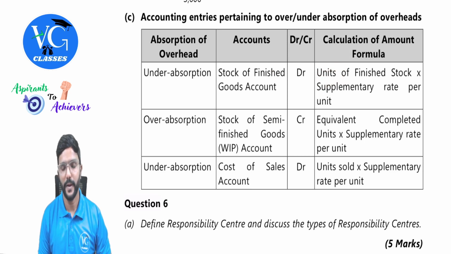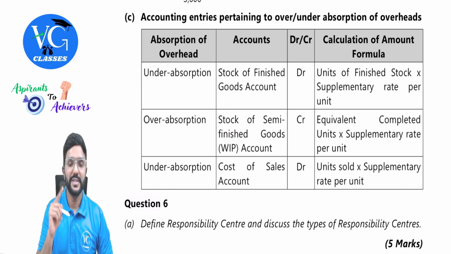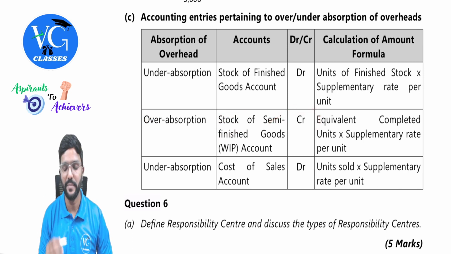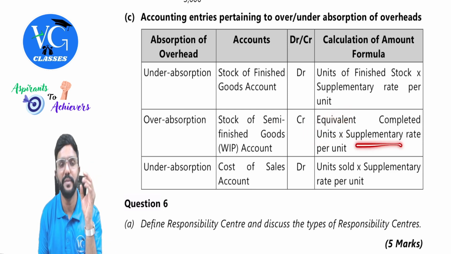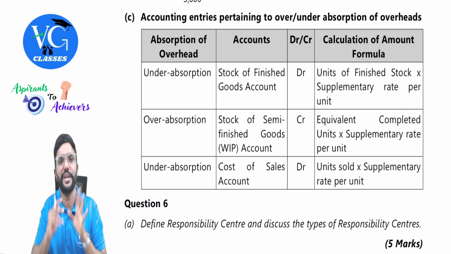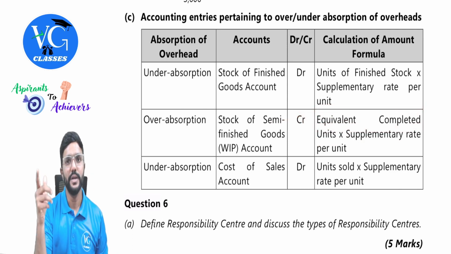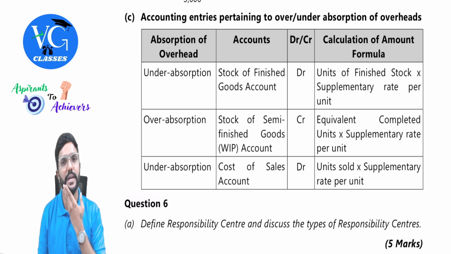Then over absorption, stock of semi-finished goods, that is WIP, we need to credit it as it is already over absorbed. So excess debit has been given. Equivalent completed units into supplementary rate. If you want to know how to calculate this also, I can show. Equivalent completed units is equal to number of units into degree of completion or the percentage of work completed, guys. Means if 100% work is done, how many units is it?